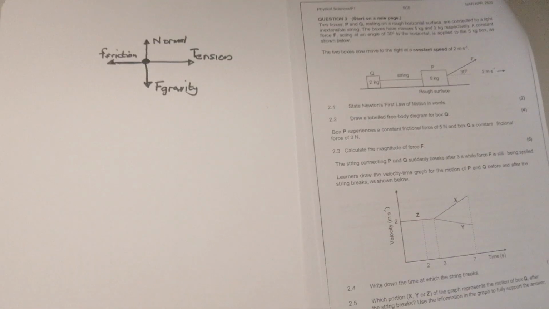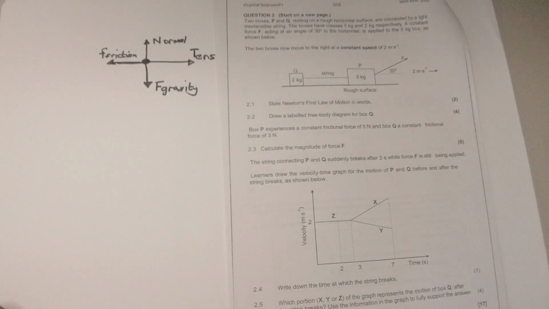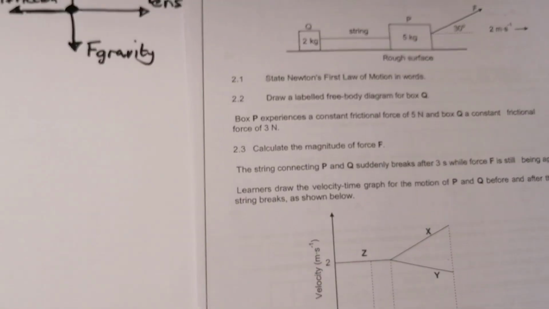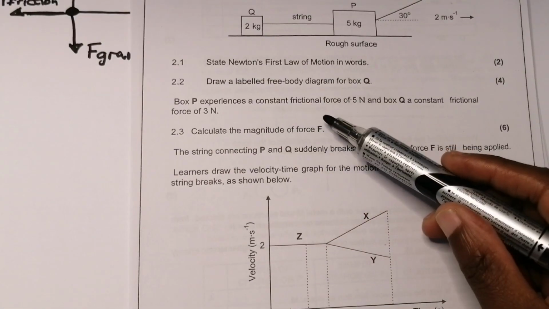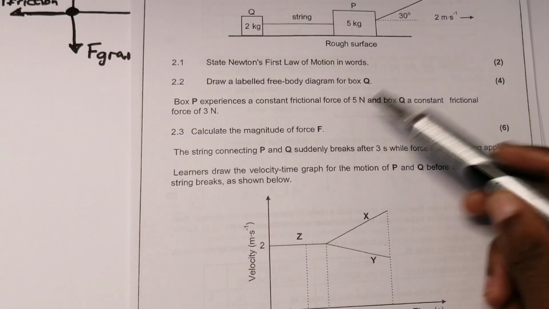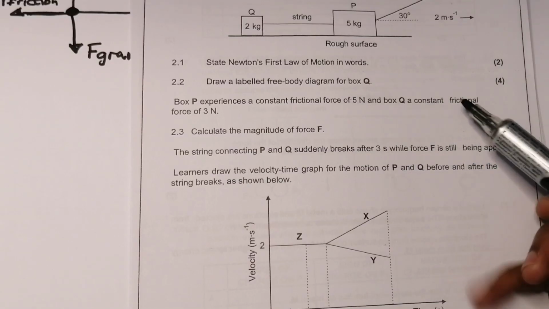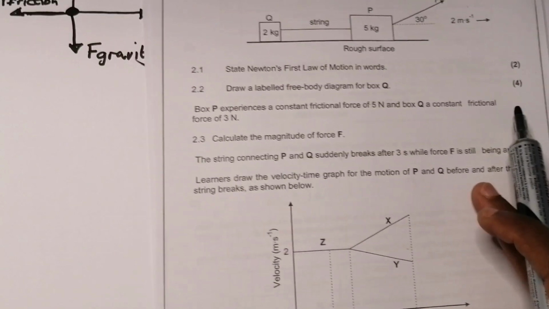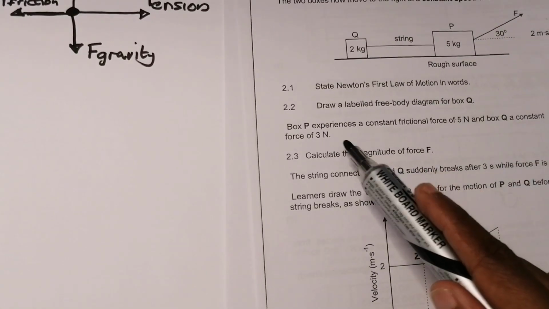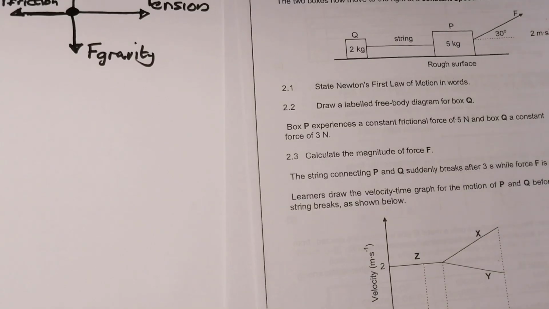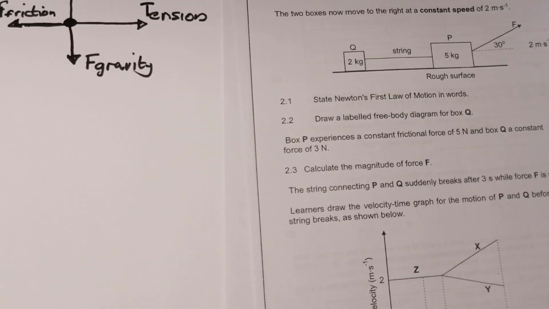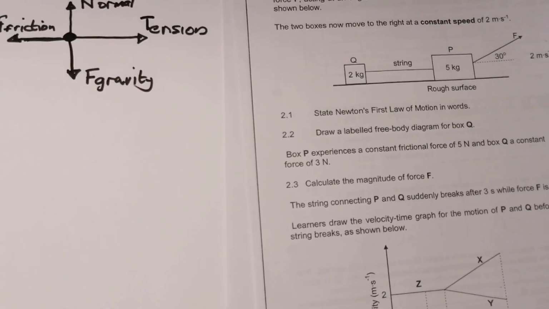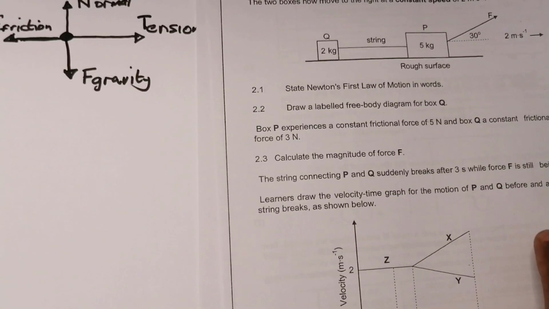Now the next question. I'm just going to zoom in once again so that you can see that a bit more clearly. They say box P experiences a constant frictional force of 5 newtons, and box Q a constant frictional force of 3 newtons. So both the boxes are experiencing values of frictional force. Please note, this is not the friction coefficient, but it is the frictional force. Can you see that? So how do we deal with those forces there?